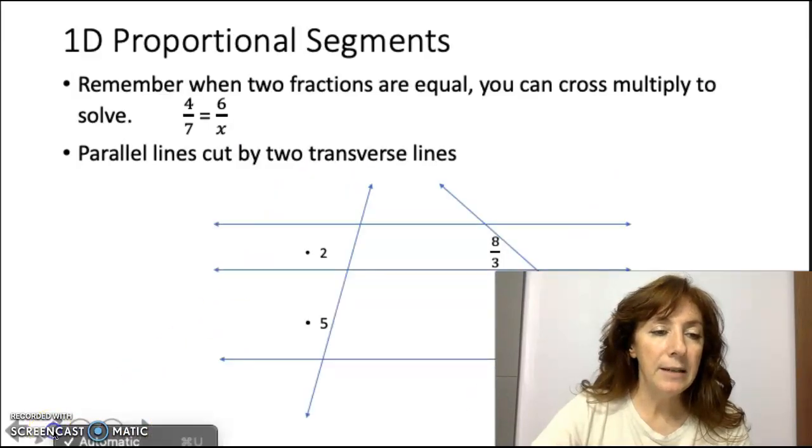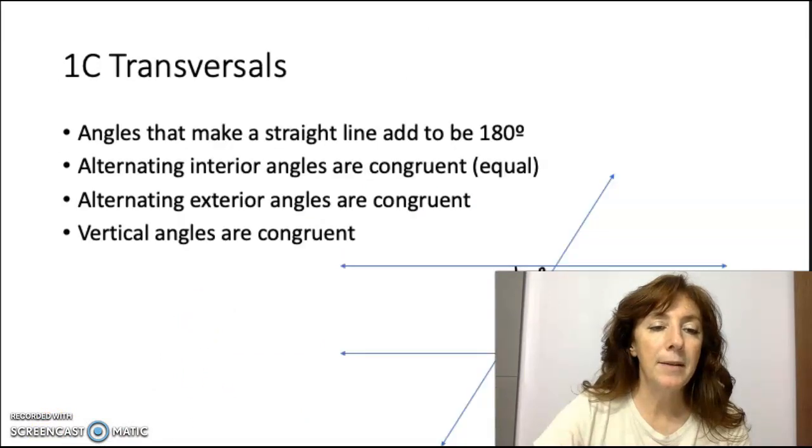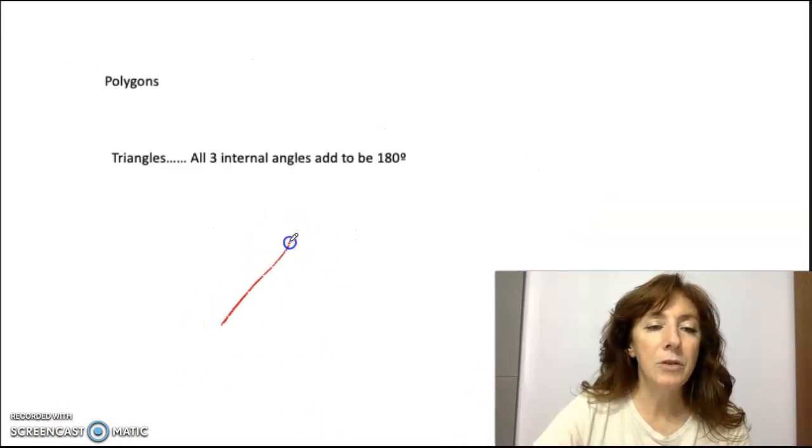And my pen is not working. Why isn't it working? There it is. Ha! Okay, so triangles.